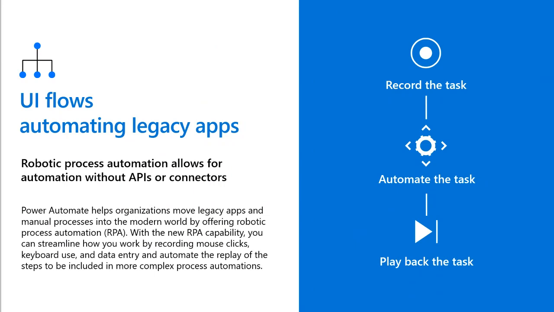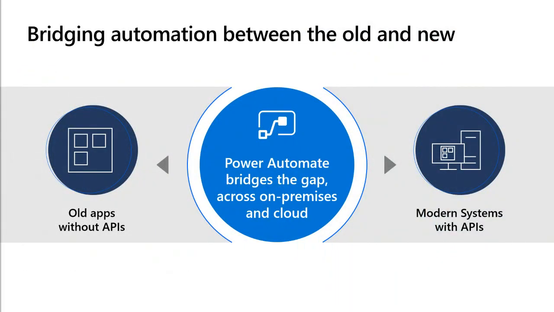And with the new Power Automate desktop, which, like I said, is currently in preview, you can actually do both of these things and record those tasks, whether they're web-based or desktop-based. The idea is that a user would record those tasks. You might add in some additional steps to help automate that task, and then we play back that task. And when we play back that task, it's basically us repeating that. So the idea is that we can bridge the gap between our old applications and our new applications.